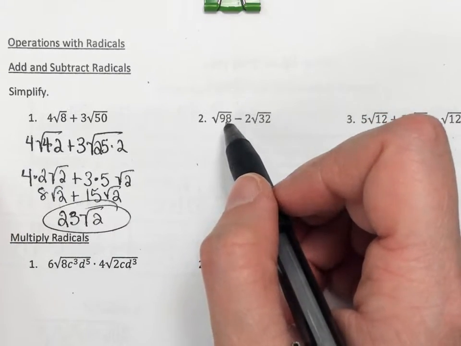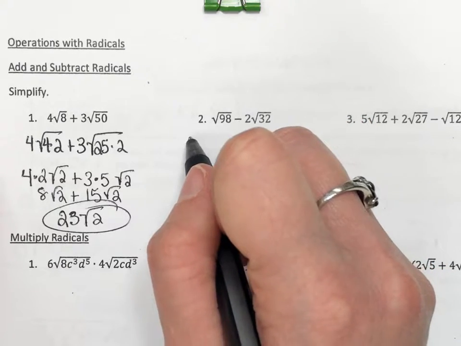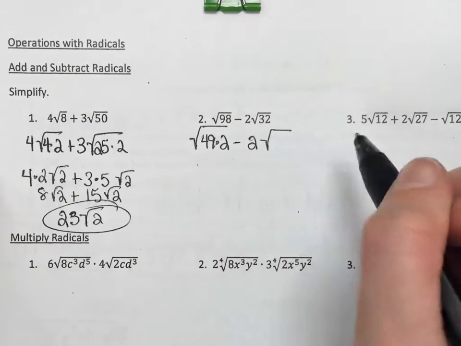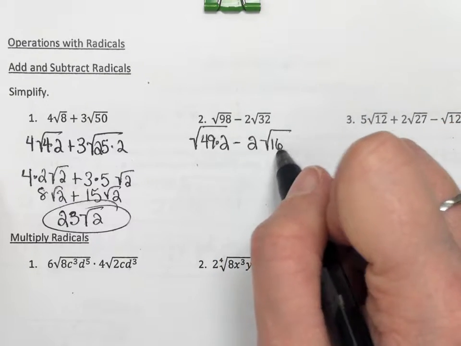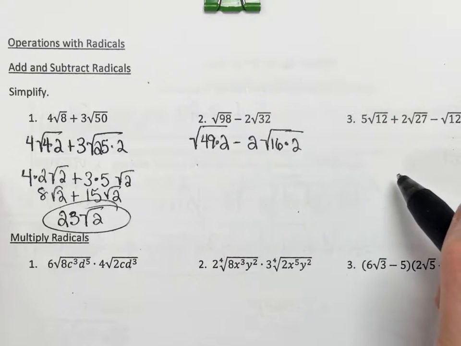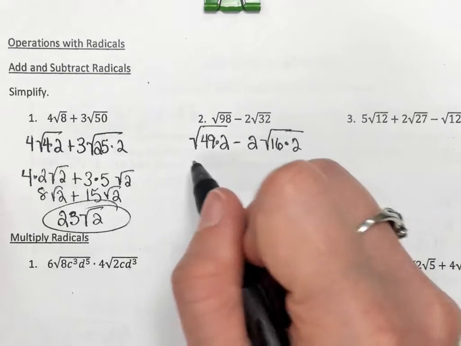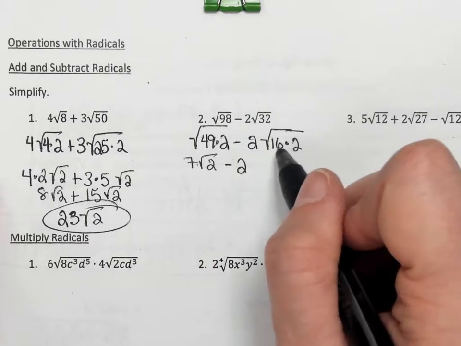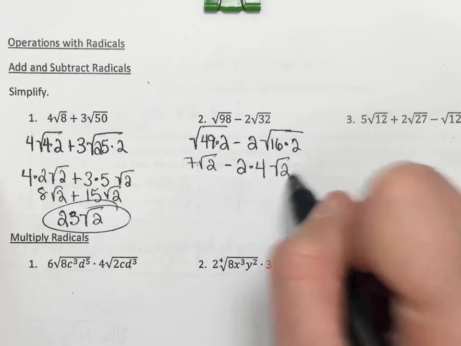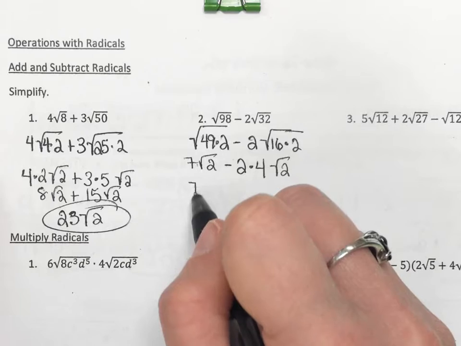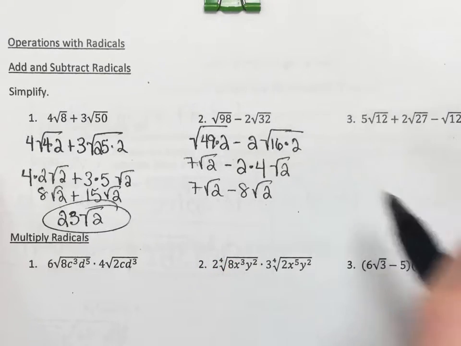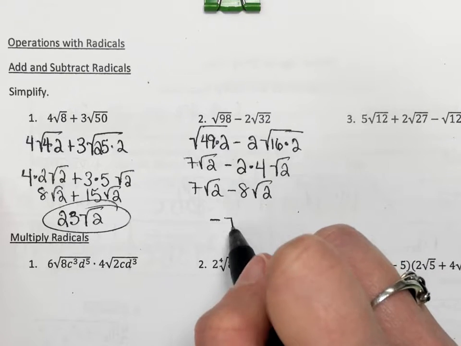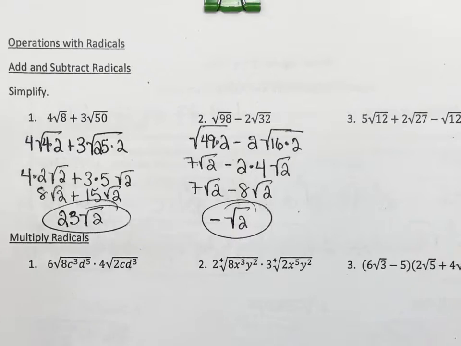98. What perfect square goes into 98? Is that 49? Check it, make sure. Yes. 49 times 2 minus, bring the 2 down in the front. 32, what perfect square goes into it? 16 times 2. Here we go. What's the square root of 49? 7 square root of 2. Bring down your minus 2. What's the square root of 16? 4. Very good. So times 4 square root of 2. So that's 7 square root of 2 minus 8 square root of 2. 7 minus 8 is? Negative 1, or I can just say negative square root of 2, right? Yes. Okay, let's look at number 3.